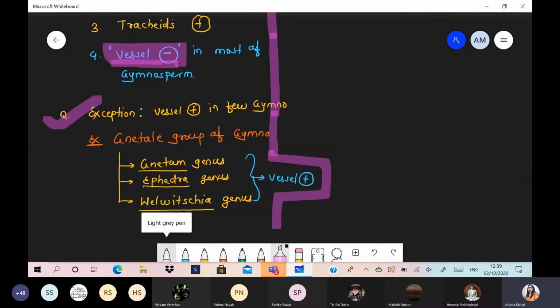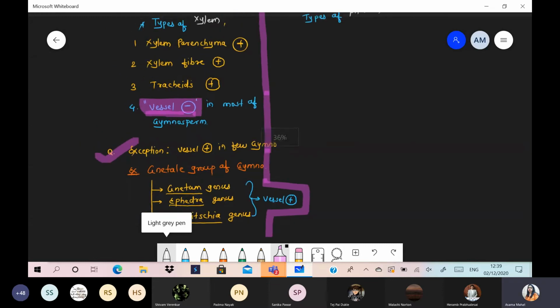So clear this point. Any doubt from the xylem part? In detail, when we start the anatomy chapter, at that time we will discuss the meaning of parenchyma, fiber and tracheids, because we'll study them in diagrammatic representation, so you will understand better. But just remember, in most gymnosperms vessels are absent, but three examples of the genus have vessels, which is the exception in gymnospermic plants.